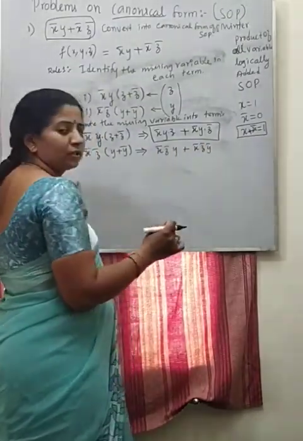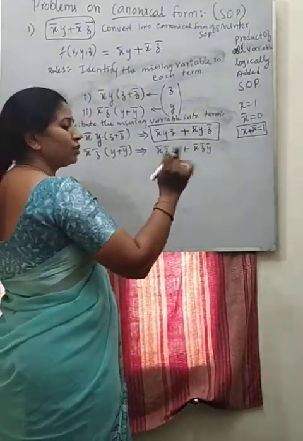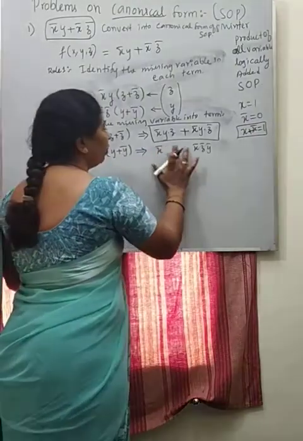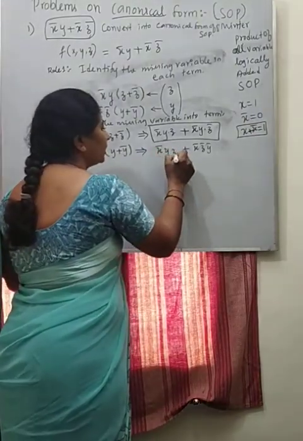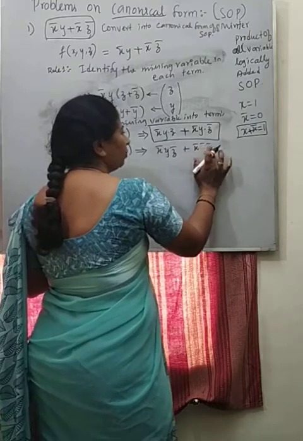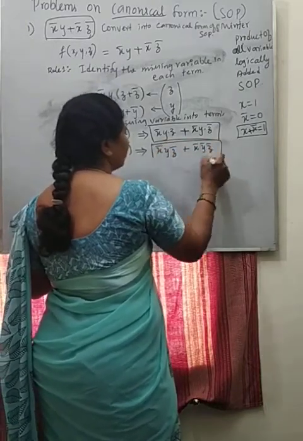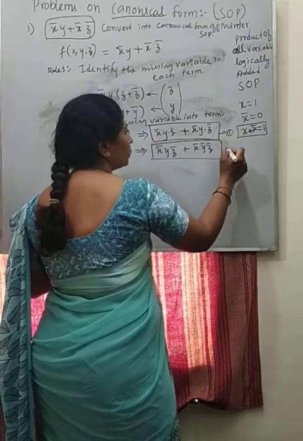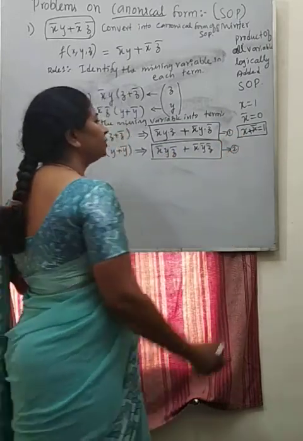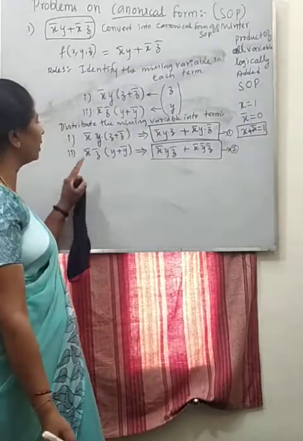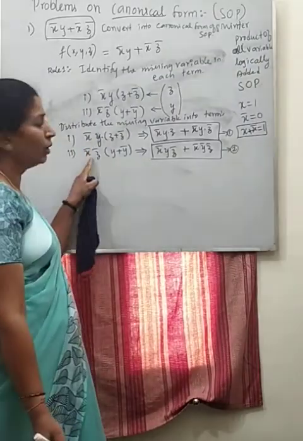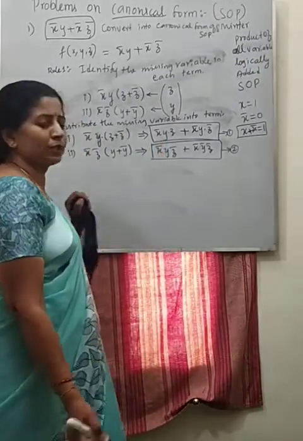Arrange and write. That means rearrange according to the variable format. What you will get? X, y, z complement, and x, y complement, z complement. This is your first one. This is your second one. After including the missing variables into the given terms, we got these expressions.